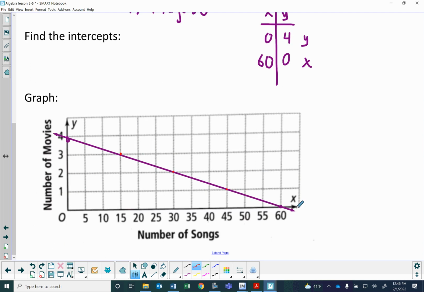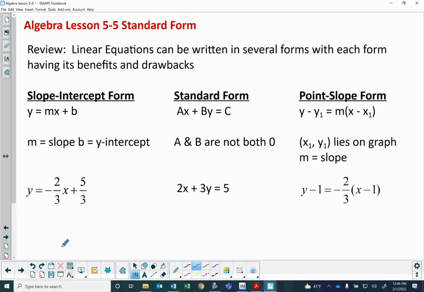All right, so let's review a couple of things here. Linear equations can be written in many different forms, with each form having its benefits and its drawbacks. We have slope-intercept form, which is y equals mx plus b, where m is the slope and b is the y-intercept. I'll give you an example like y equals negative 2/3 x plus 5/3. We have standard form. Standard form for the same exact equation would be ax plus by equals c, where a and b are both not 0. So an equation would be 2x plus 3y equals 5.